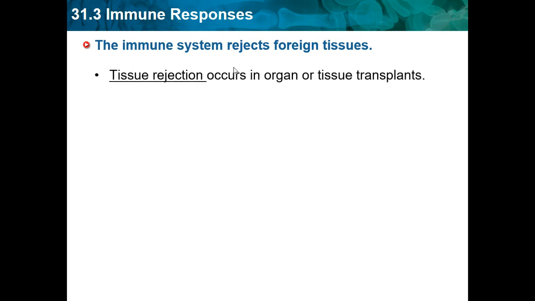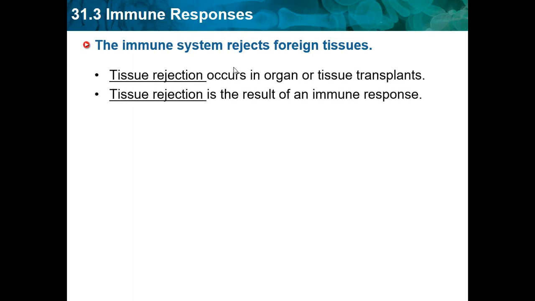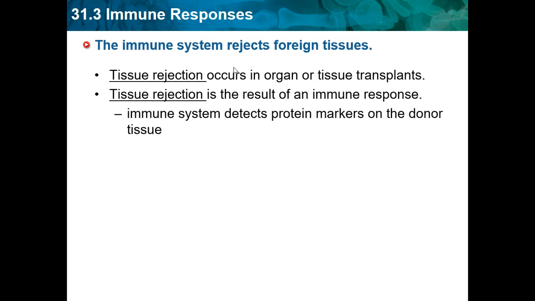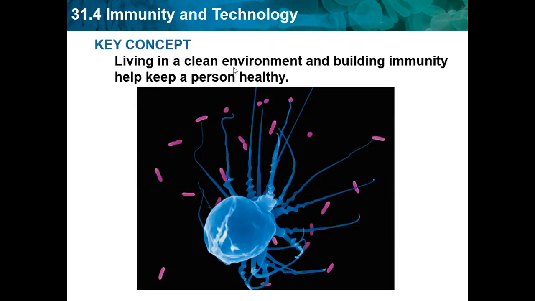Tissue rejection occurs in an organ or tissue transplant. Tissue rejection is the result of an immune response. The immune system detects protein markers on the donor tissue and makes antibodies against the donor tissue.